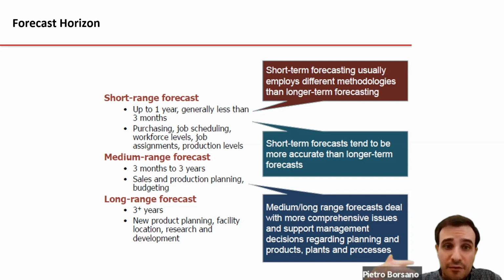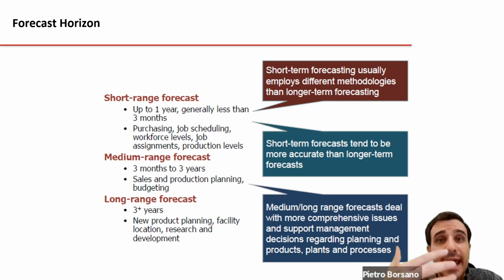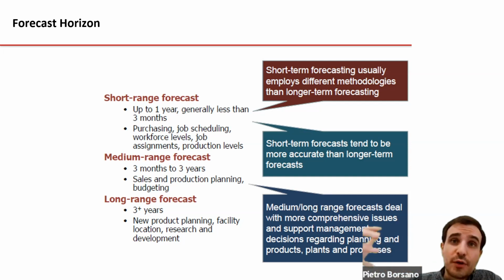Finally, we have the long-range forecast. This is anything between 3 to 5 years, and it is a more strategic kind of forecast. Here we focus on planning for new product development, the location where we are going to conduct our new product development, and planning for our research and development. So as you can see, this long-term horizon is really intertwined with the strategic decisions of our organization.